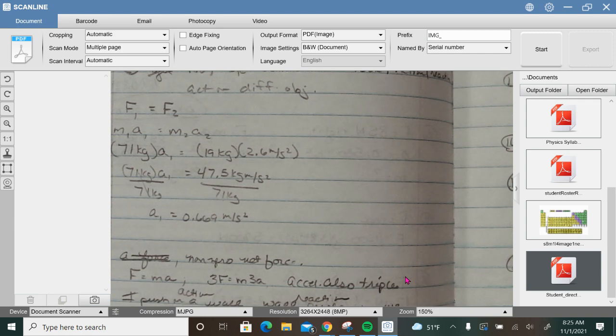Number 12A, the shopping cart remains at rest because there's no net force acting on it. B, pushing on the cart exerts a net force, and so it moves. And C, the acceleration is force divided by mass, because Newton's second law is F equals ma. F is your force, it's your push. So if I push on it with a certain force, the acceleration is going to be equal to that force divided by its mass.